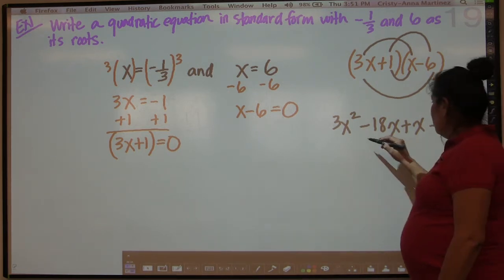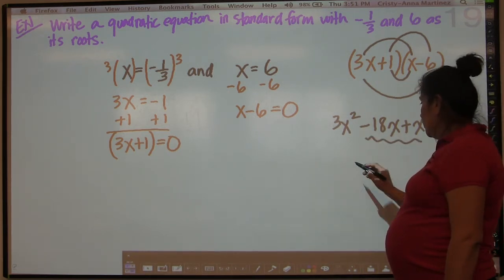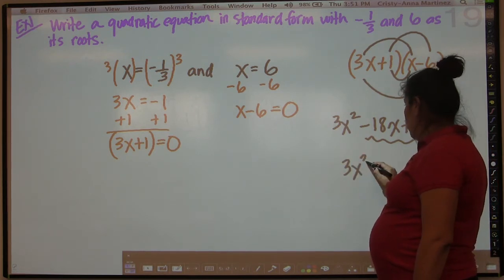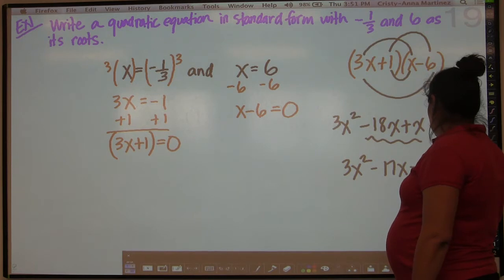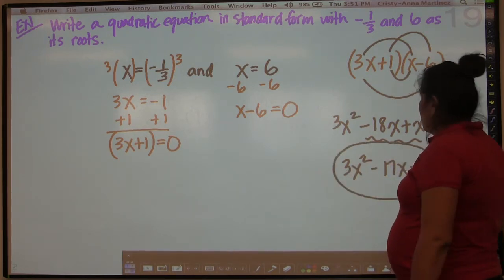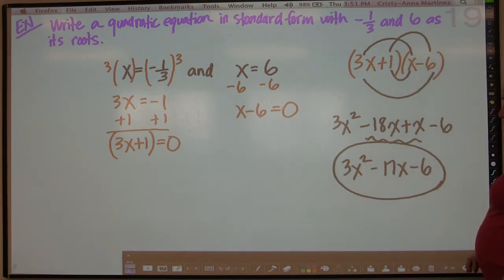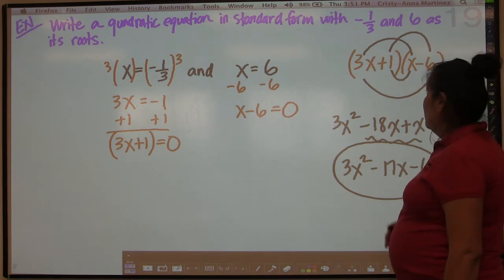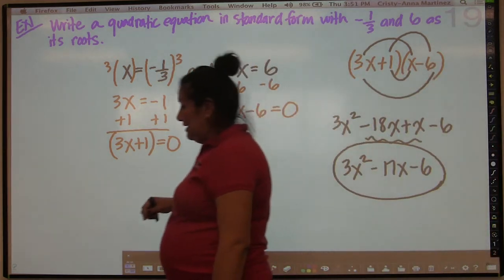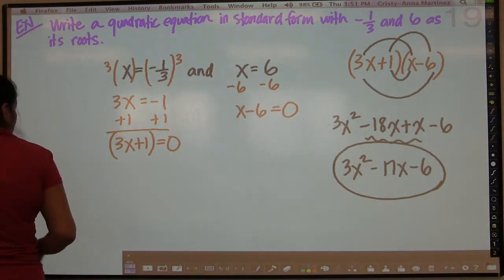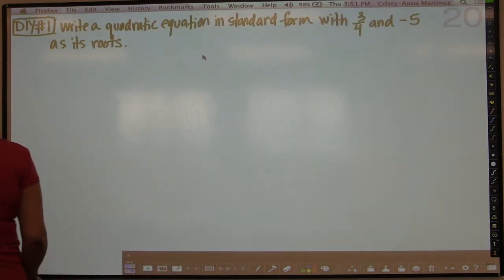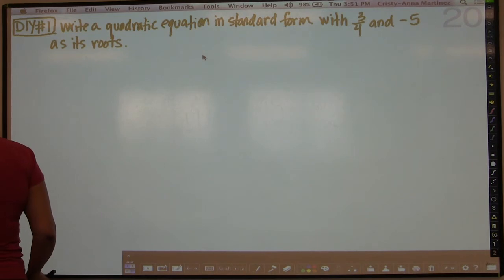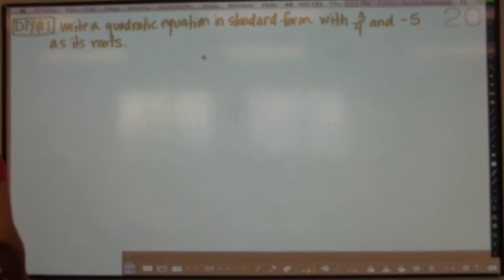And so I can see here that this is, again, like terms. So I get 3x squared. Negative 18 plus 1 is negative 17. And so this is my quadratic equation, which is in standard form. And it's going to have roots negative 1/3 and 6. So that is how you do that. And so I want you to try this one on your own, and then we'll move on to the zero product property.